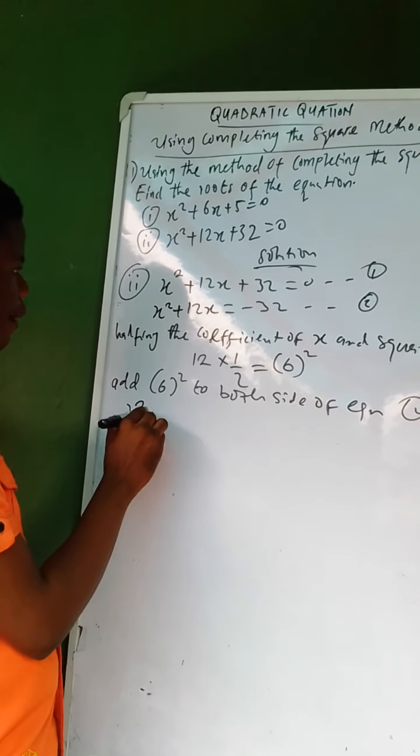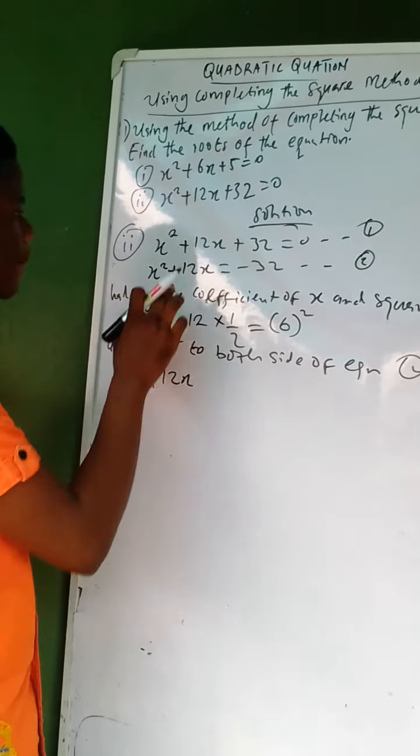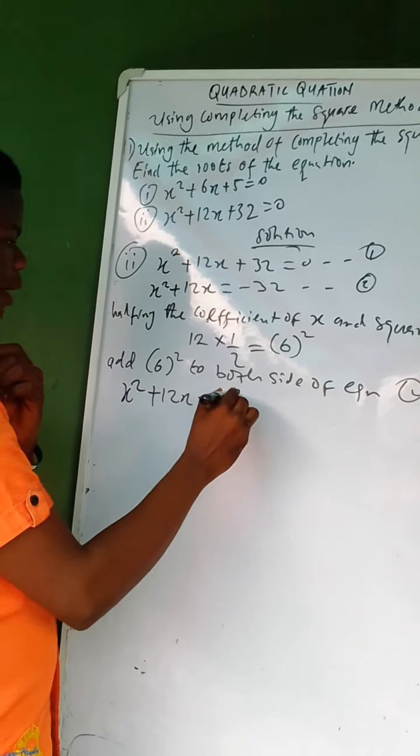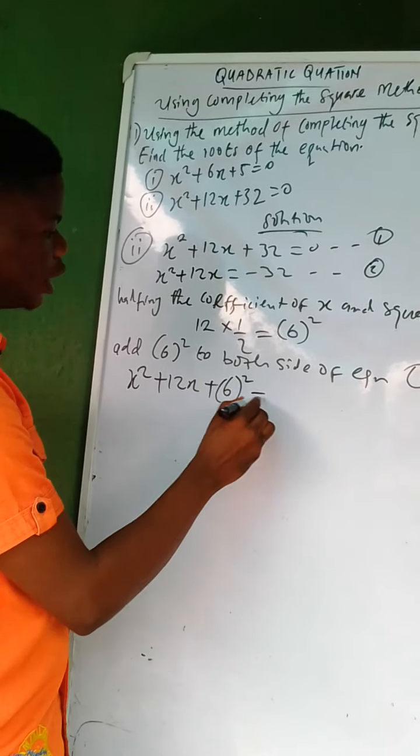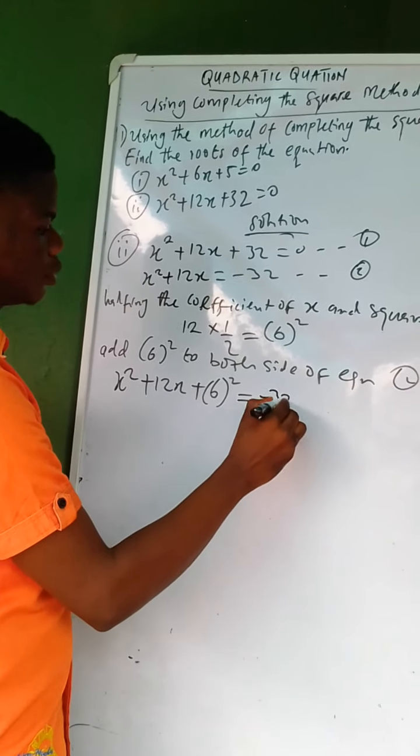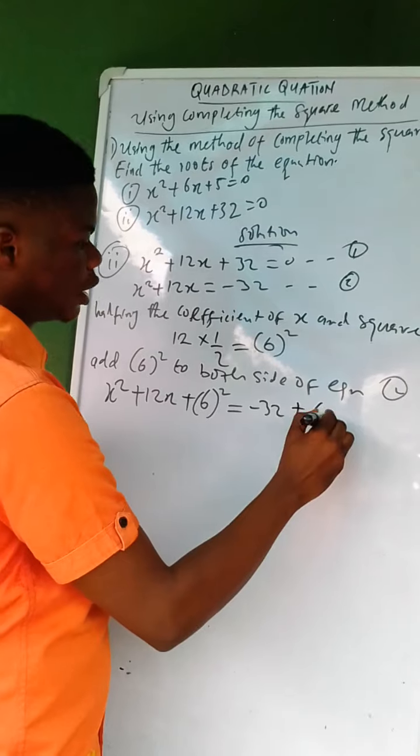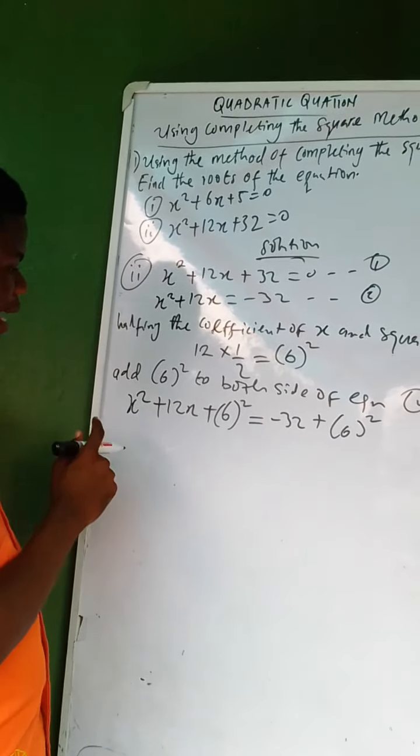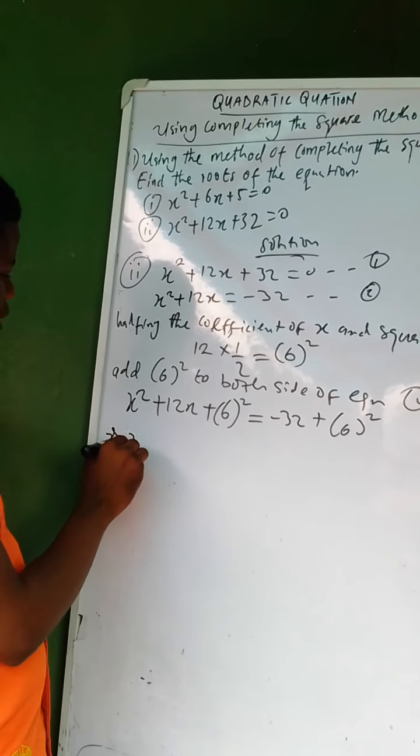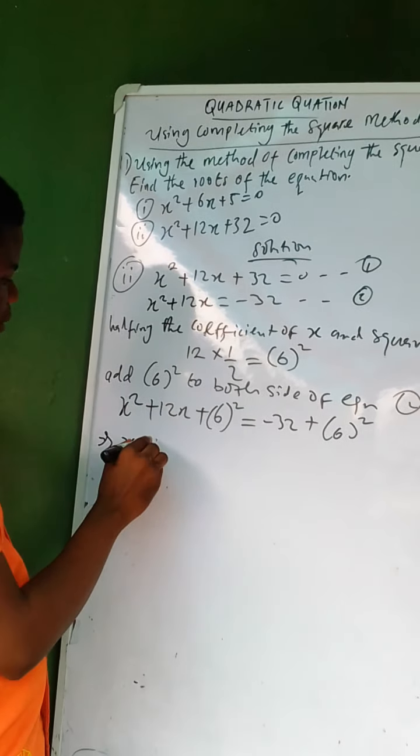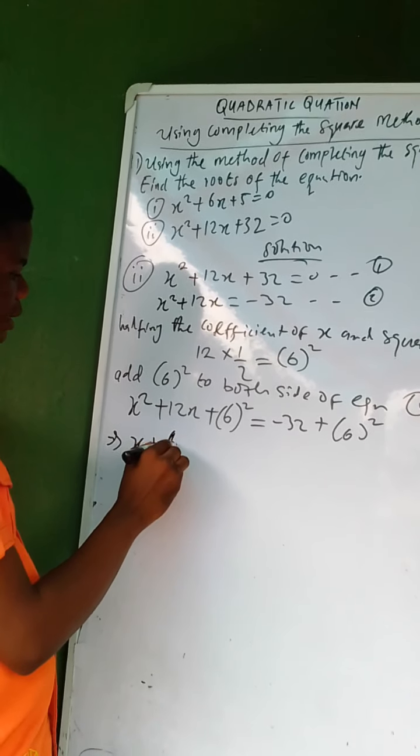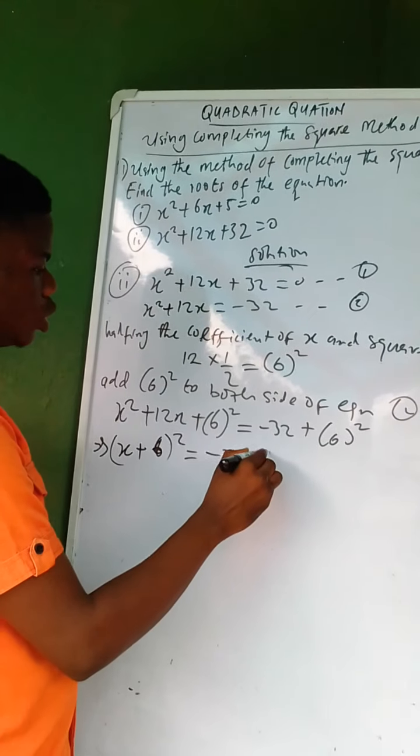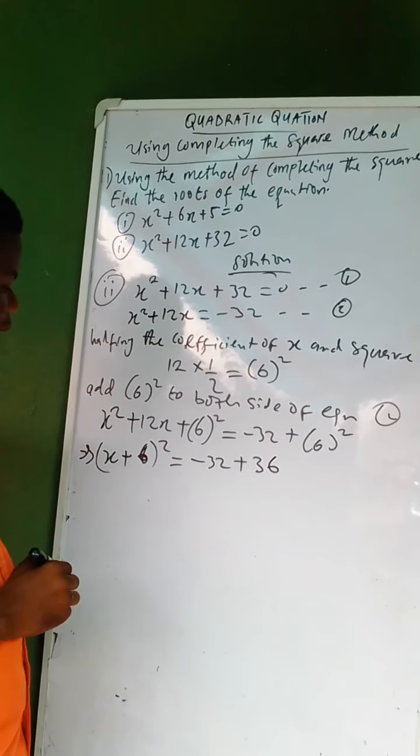So I have x squared plus 12x. This is it. Then plus, I add it, which is 6 raised to the power 2. Are you with me? This is equals to, I have minus 32, and I add this again, plus 6 raised to the power 2. So we're there. So what am I going to do next? I'll take my x, I take my plus sign, I take my 6, and I all square, which is equals to minus 32 plus 36.